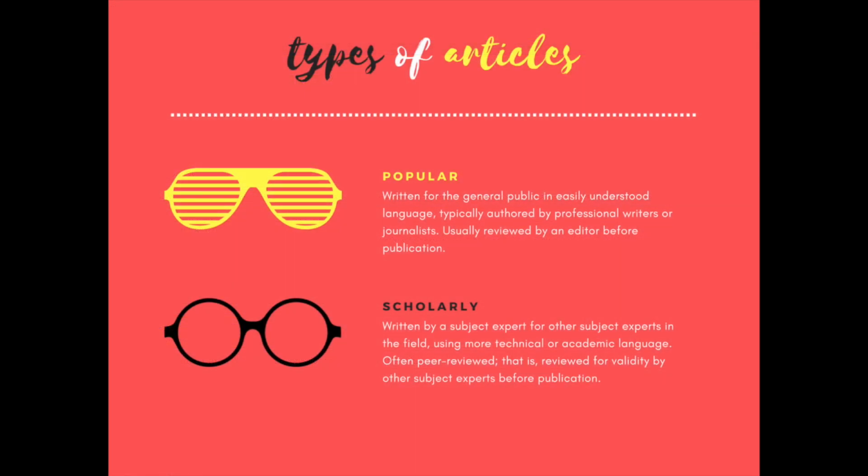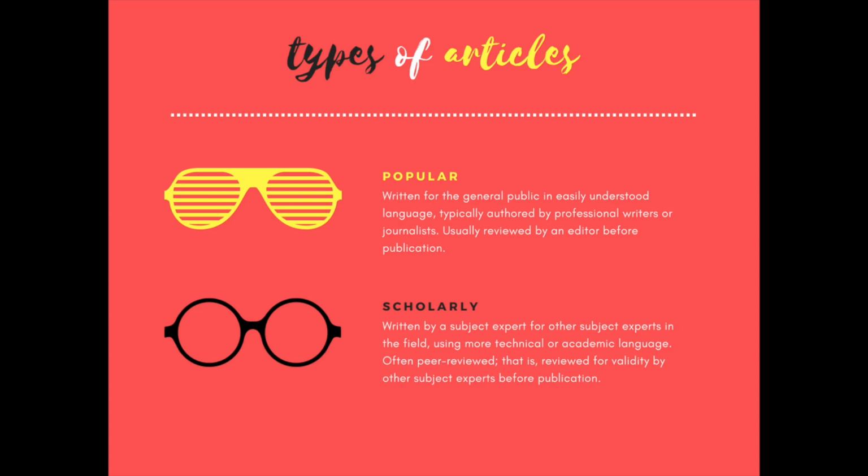In most article databases, you will find both popular and scholarly articles. So what's the difference between the two? Popular articles are typically written by professional writers or journalists for a general audience, and they're often published in magazines and newspapers.